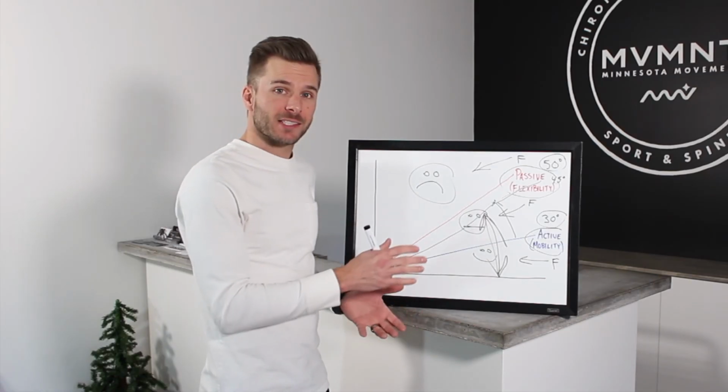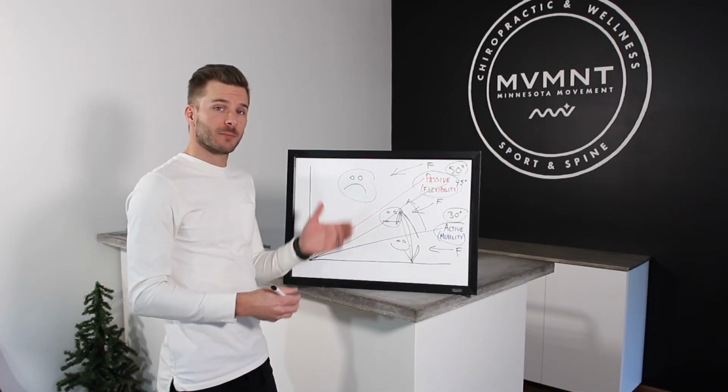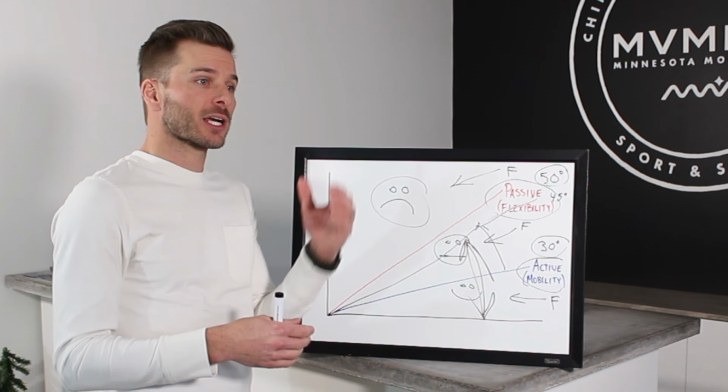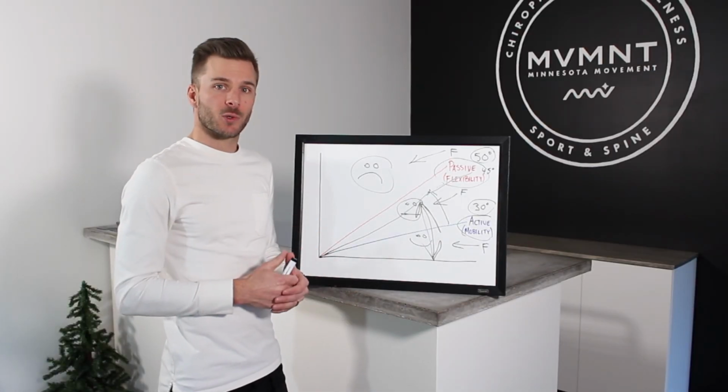So I know we just created a mess here on the whiteboard, but hopefully this explains the difference, which is major, between flexibility and mobility. The difference between our capacity and our ability, and how motor control is the missing link between these two.